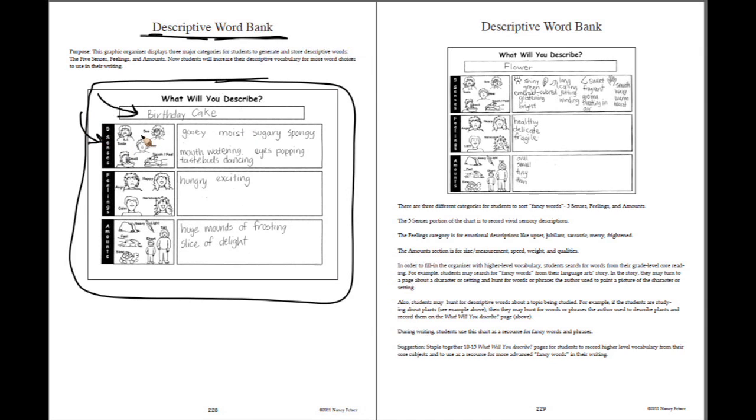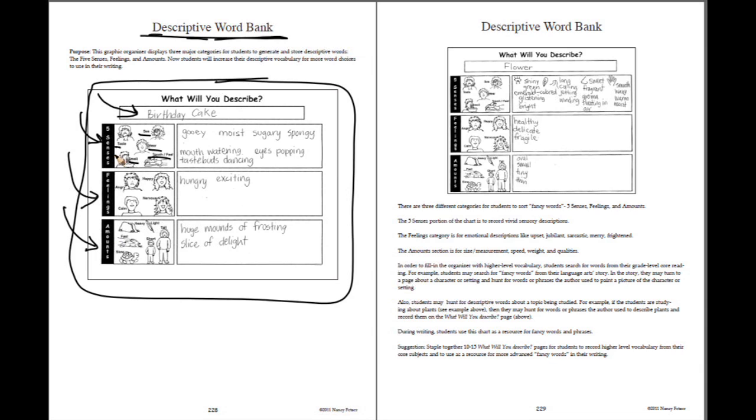So what does the cake look like, sound like when we're eating it, taste like, smell like, feel like? Also, how do we feel when we're eating that cake? And then also we would want to look at the amount. In other words, I'm looking at the amount of frosting, or I'm looking at an amount type of phrase when I talk about that cake.